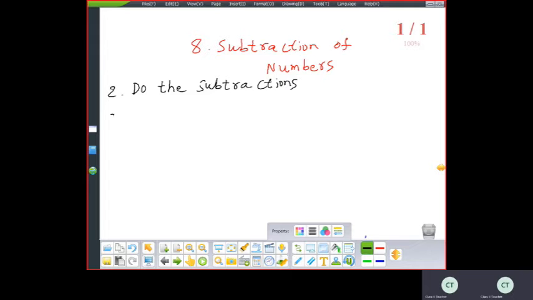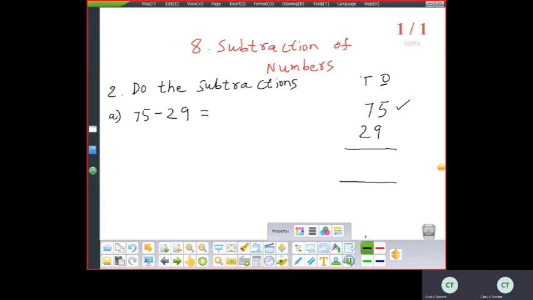First one, A, 75 minus 29 equal to. It means we subtract 29 from 75. Here 75 is a bigger number than 29. Now subtraction is possible. Top number is bigger than bottom number, then subtraction is possible. Now write place values 1 and 10.